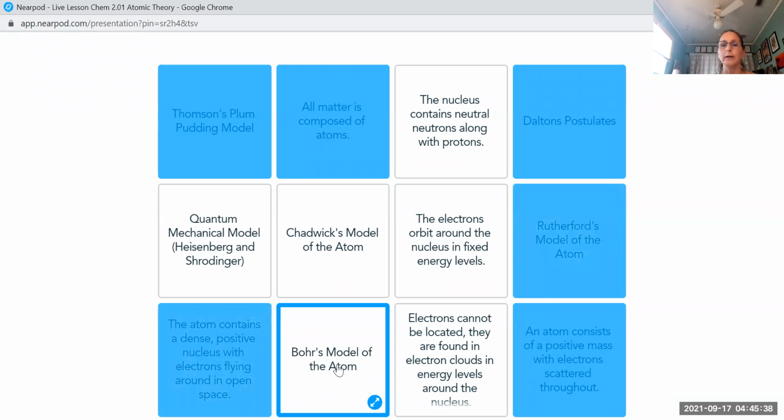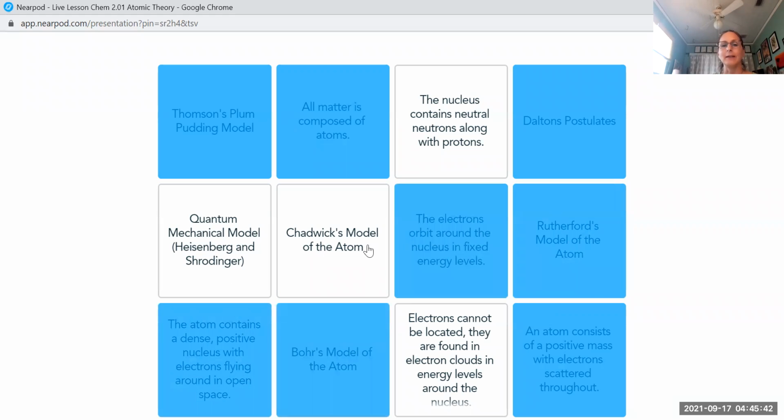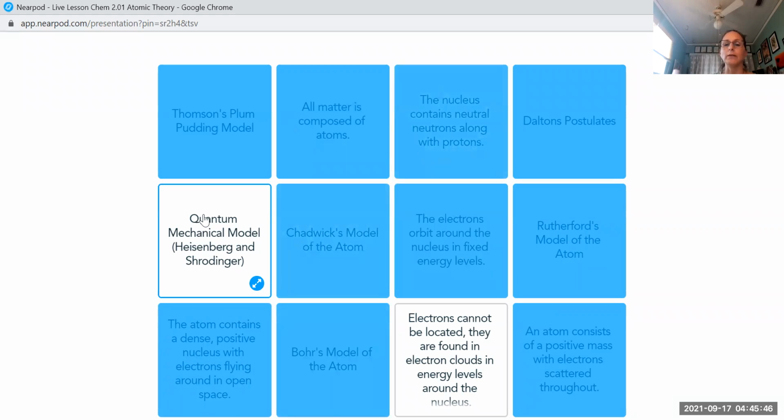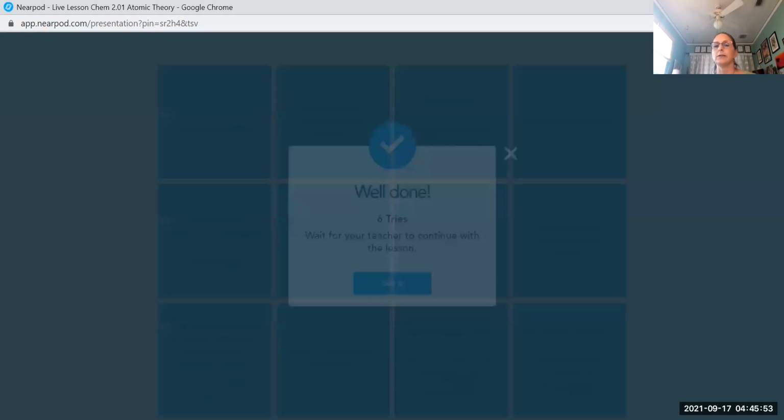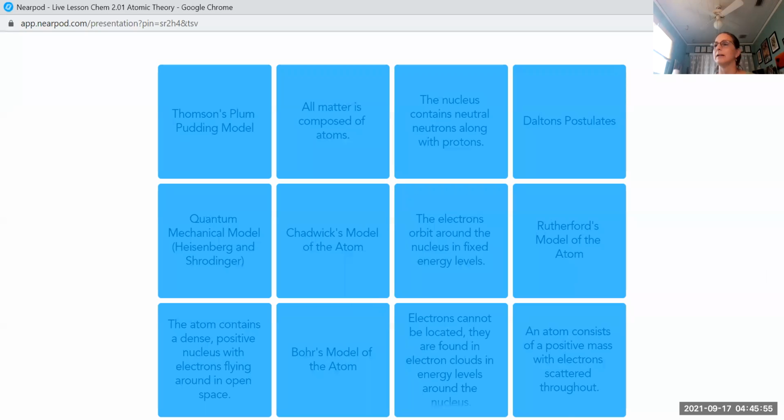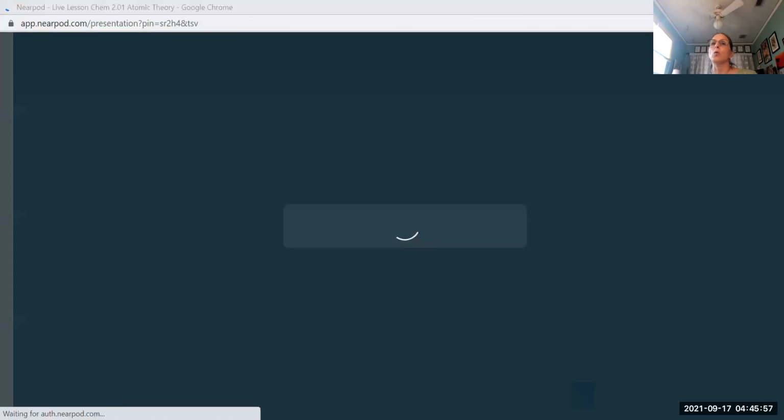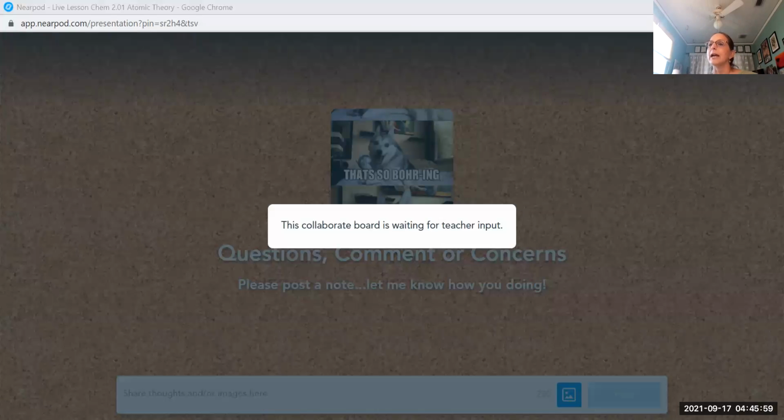Then we go to Bohr. Bohr said that the electrons orbit. Okay, and then we did Chadwick. Chadwick discovered the neutrons, and then the quantum model is that the electrons can't be located. They are found in electron clouds and energy levels around the nucleus. All right, that is it. So we are done for today.